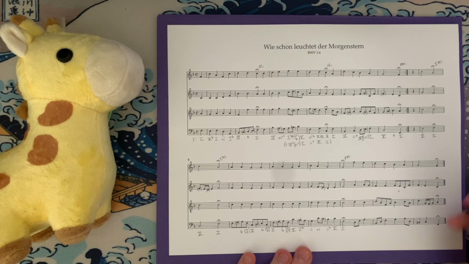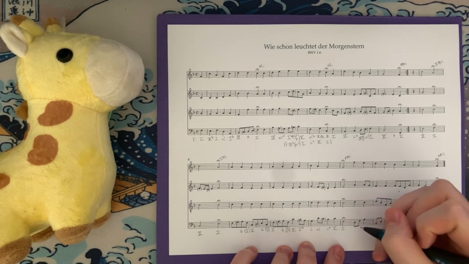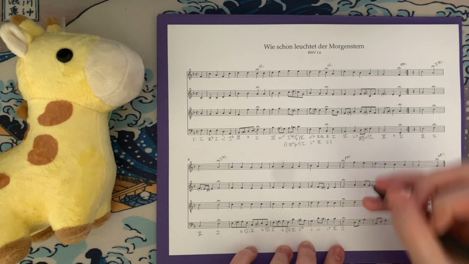All right, moving ahead to the last cadence, which, as you can probably guess, is a perfect authentic cadence. We have D, D, A, and F.